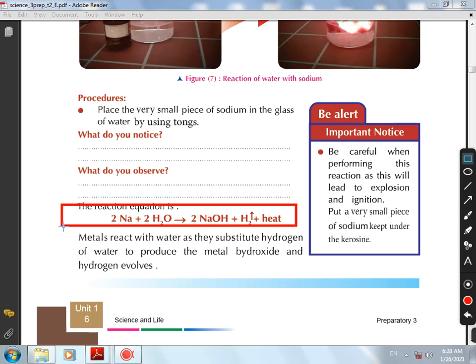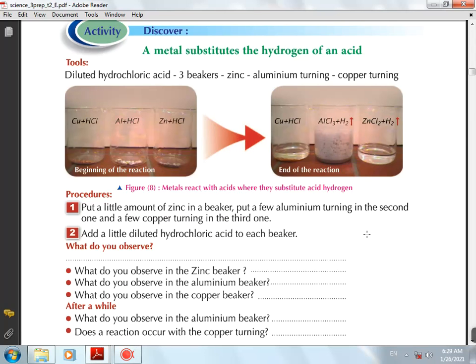Okay, and we must be careful when performing the reaction of sodium with water, because there is explosion and a great amount of heat is produced. So sodium is kept under kerosene or paraffin oil. And also metal can substitute the hydrogen of acids. For example, we have hydrochloric acid in 3 beakers, and we put in the first one copper, and second one aluminum, and the third one zinc.